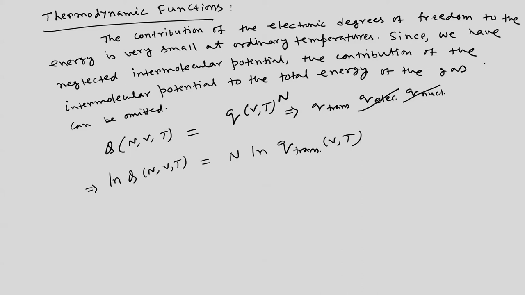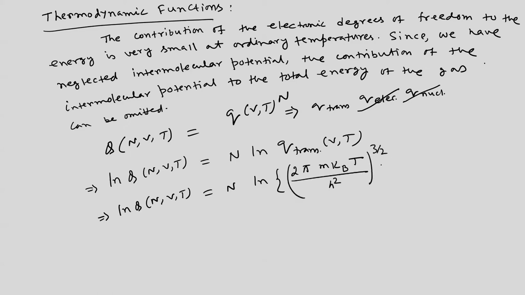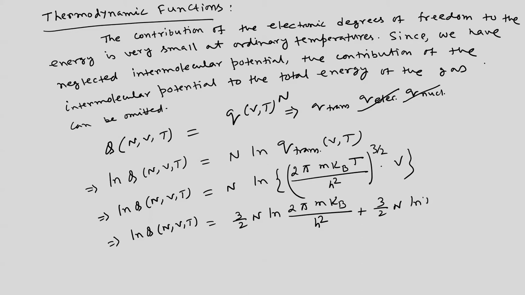Okay. Now, what is the value of Q trans that we know? So, if we substitute that here, we get n ln of (2 pi m k_B T by h squared) to the 3 by 2 times V. Okay, so now we can further simplify this equation like 3 by 2 n ln (2 pi m k_B by h squared) plus 3 by 2 n ln T plus n ln V.